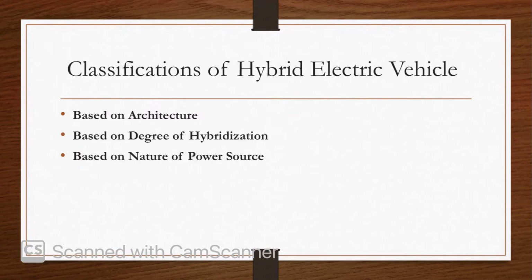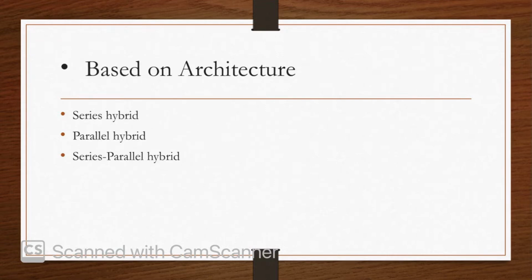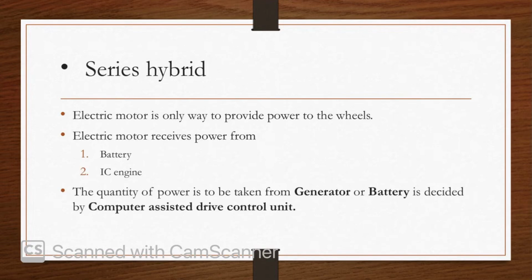Now we will classify the hybrid electric vehicles. There are three modes of classifying the hybrid electric vehicles. First, it is based on architecture. Then second mode is based on degree of hybridization. Then third is based on nature of power source. So first we will classify based on architecture. There are three types: series hybrid, parallel hybrid and series parallel hybrid.